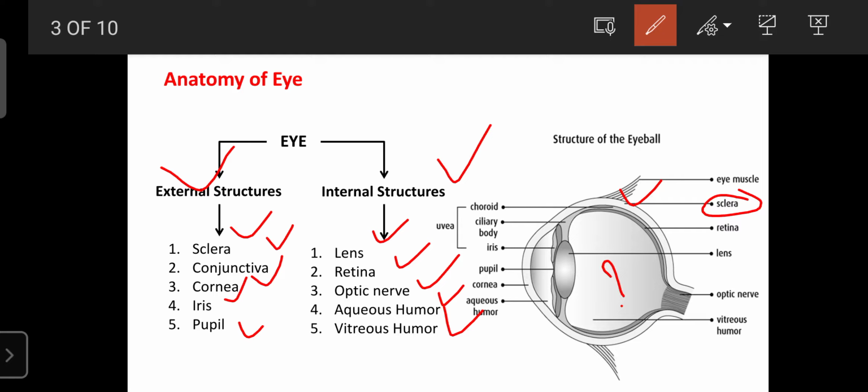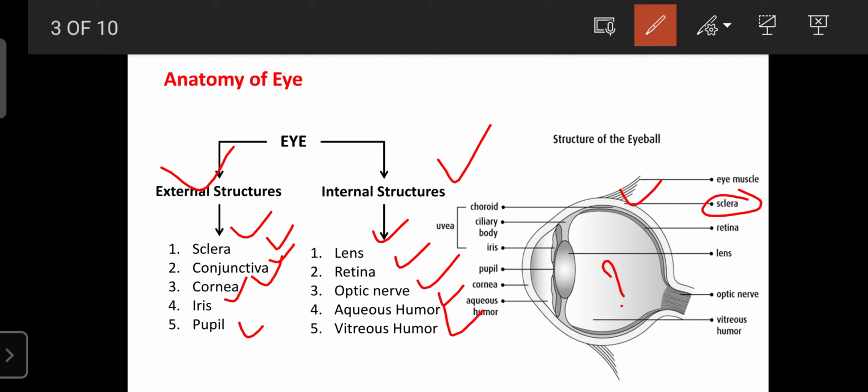So the conjunctiva is a thin transparent membrane that spreads across the sclera. Just below the sclera, one thin transparent layer is there, and that is known as the conjunctiva. So now the major functions of the conjunctiva.